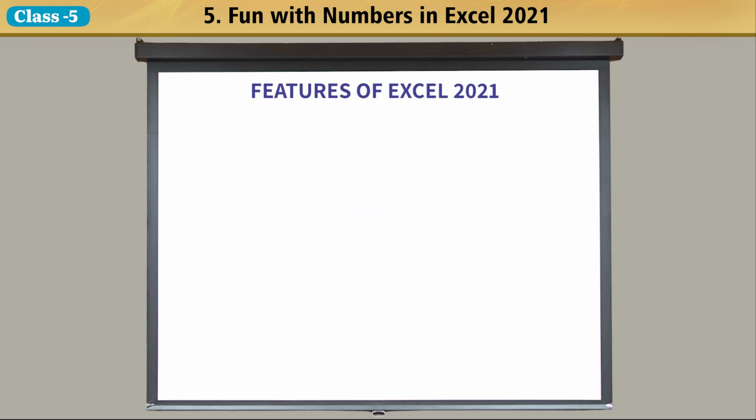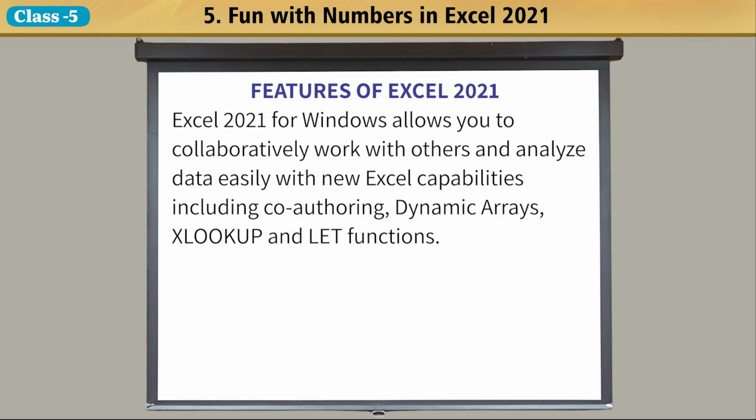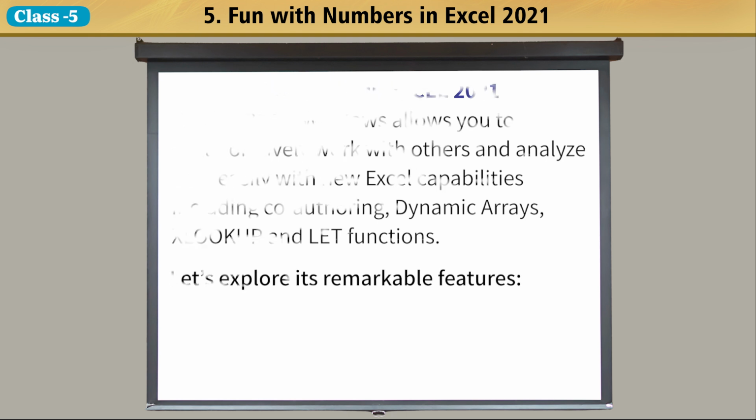Features of Excel 2021. Excel 2021 for Windows allows you to collaboratively work with others and analyze data easily with new Excel capabilities including co-authoring, dynamic arrays, XLOOKUP, and LET functions. Let's explore its remarkable features.